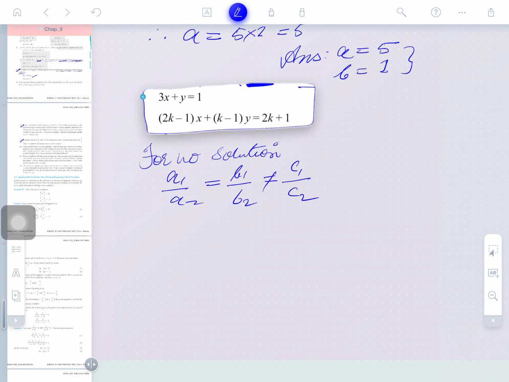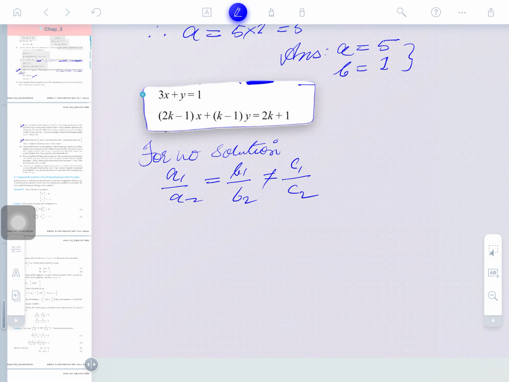Clear? For no solution, are the equations given in standard form? The standard form of an equation is a1x plus b1y plus c1 equals 0. However, c is here on the right hand side.